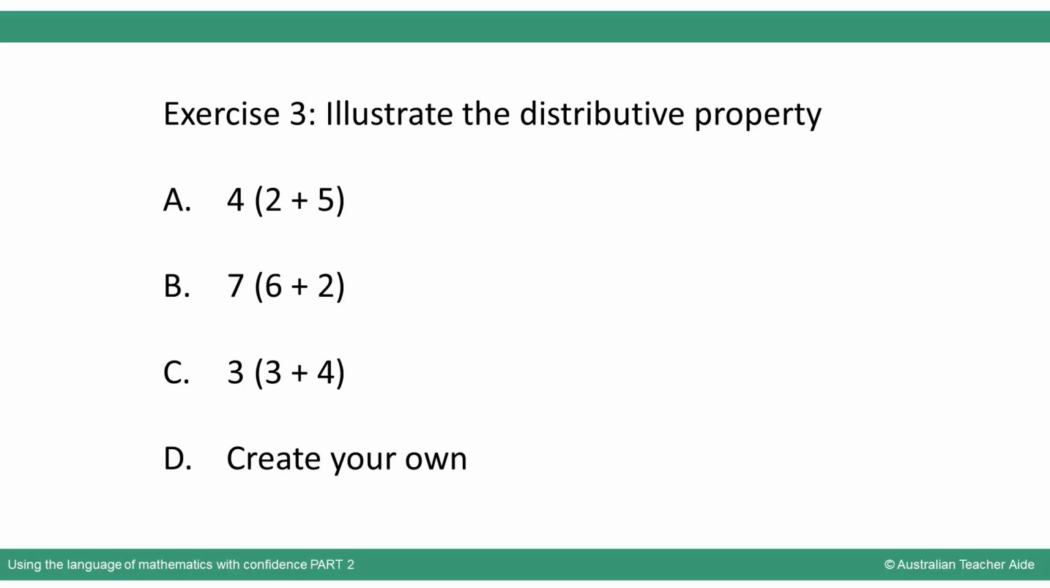This time, I'd like you to use the arrays that are on your worksheet, or if you don't have a worksheet, just use dots or little drawings, because an array can be any kind of a pattern of rows and columns. It can be circles, dots, pictures, whatever, and illustrate these properties. So A: 4 times (2 plus 5), B: 7 times (6 plus 2), C: 3 times (3 plus 4), and for D, if you have time, create your own. Mandy will check whether 1 minute's enough for you to do that.